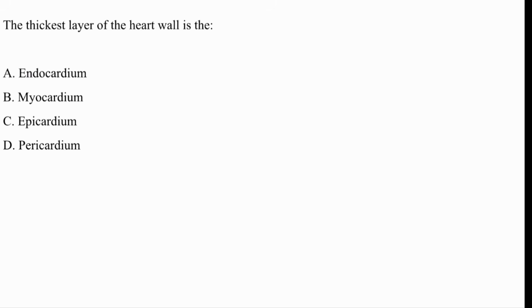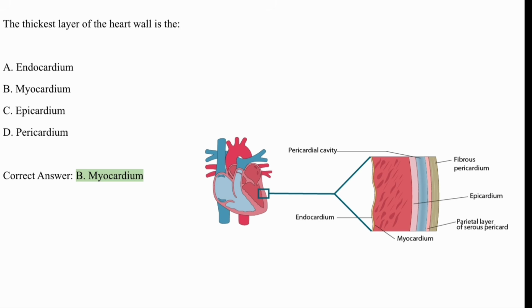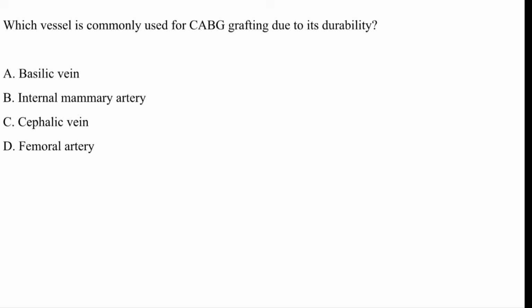Next question. The thickest layer of the heart wall is option A, endocardium, option B, myocardium, option C, epicardium, and option D, pericardium. This question is very important. The right answer is myocardium. This diagram is also present in the anatomical illustrations. Myocardium is the thickest layer of the heart wall. Next question.